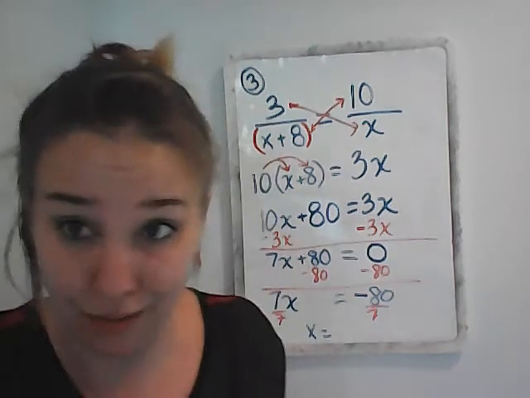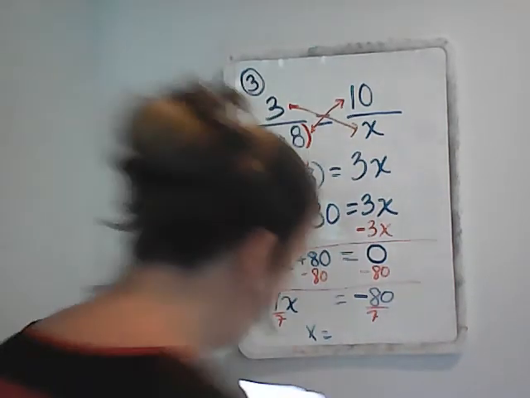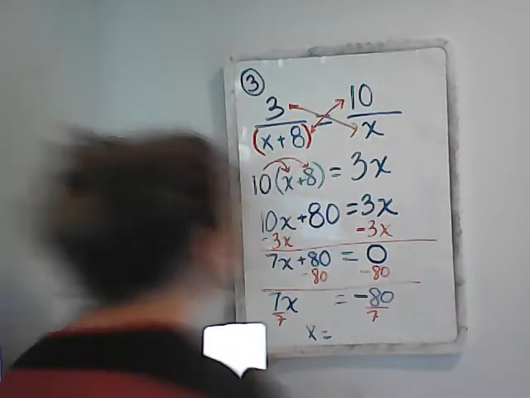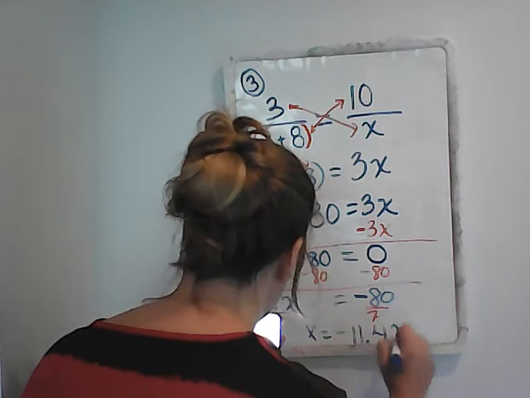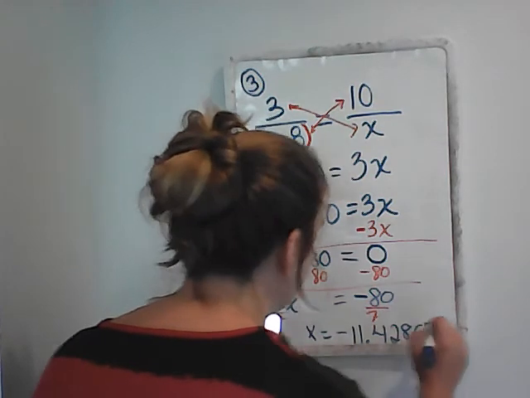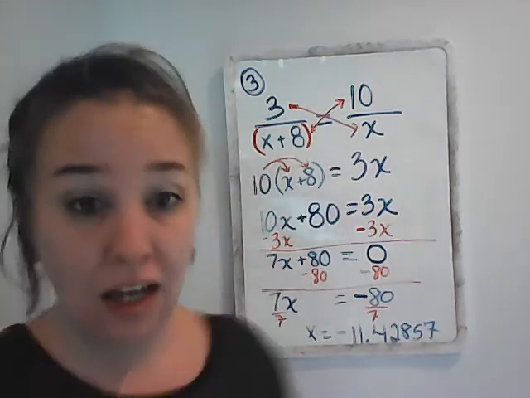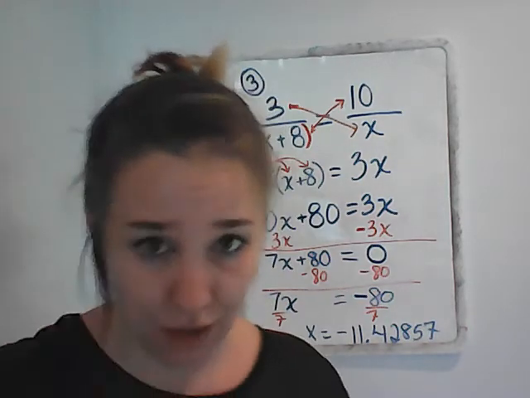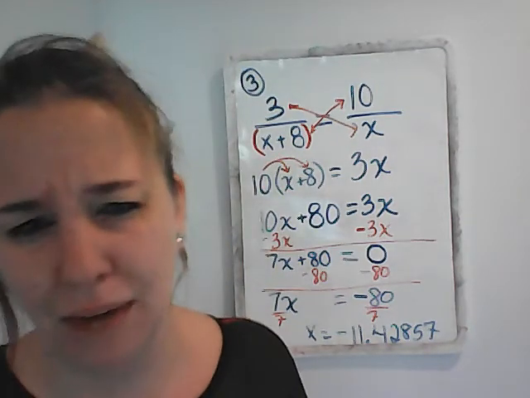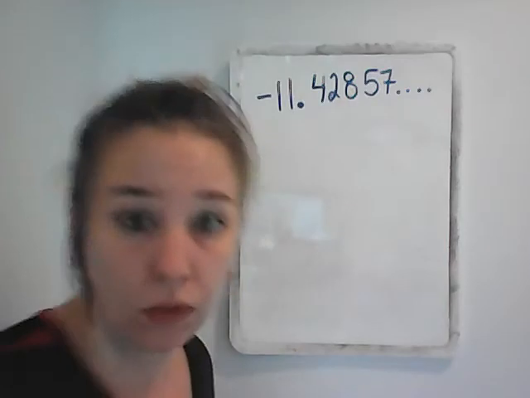I'm going to get my calculator. So the answer, when I drop it in the calculator, is negative 11.4285. Blah, blah, blah. If you know how to round, awesome. Cut the video out now, go get your work done. But if you need help rounding, I'm going to talk to you about that.